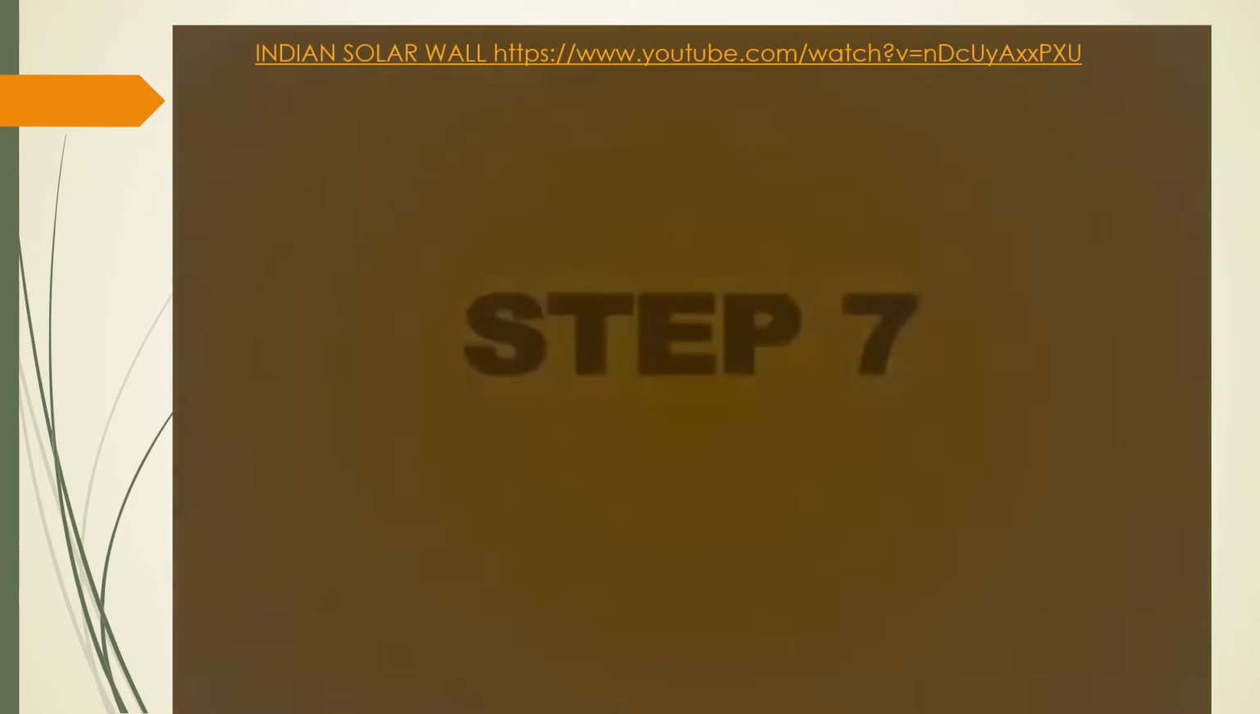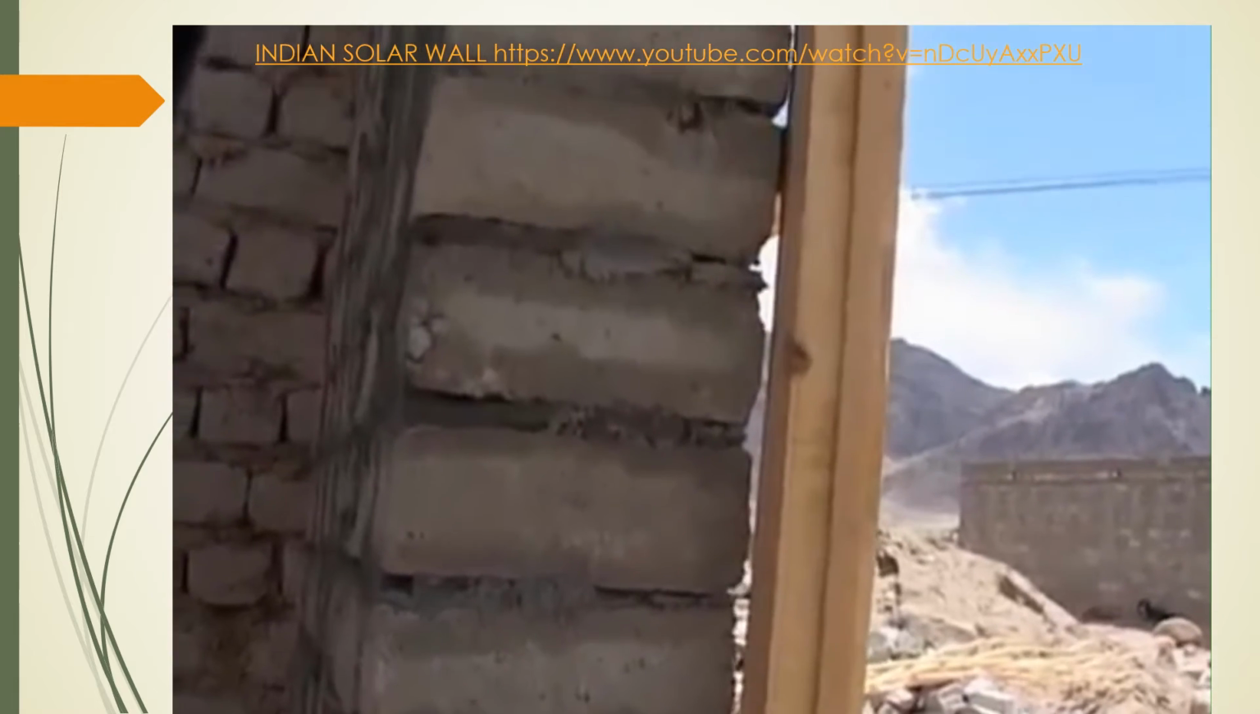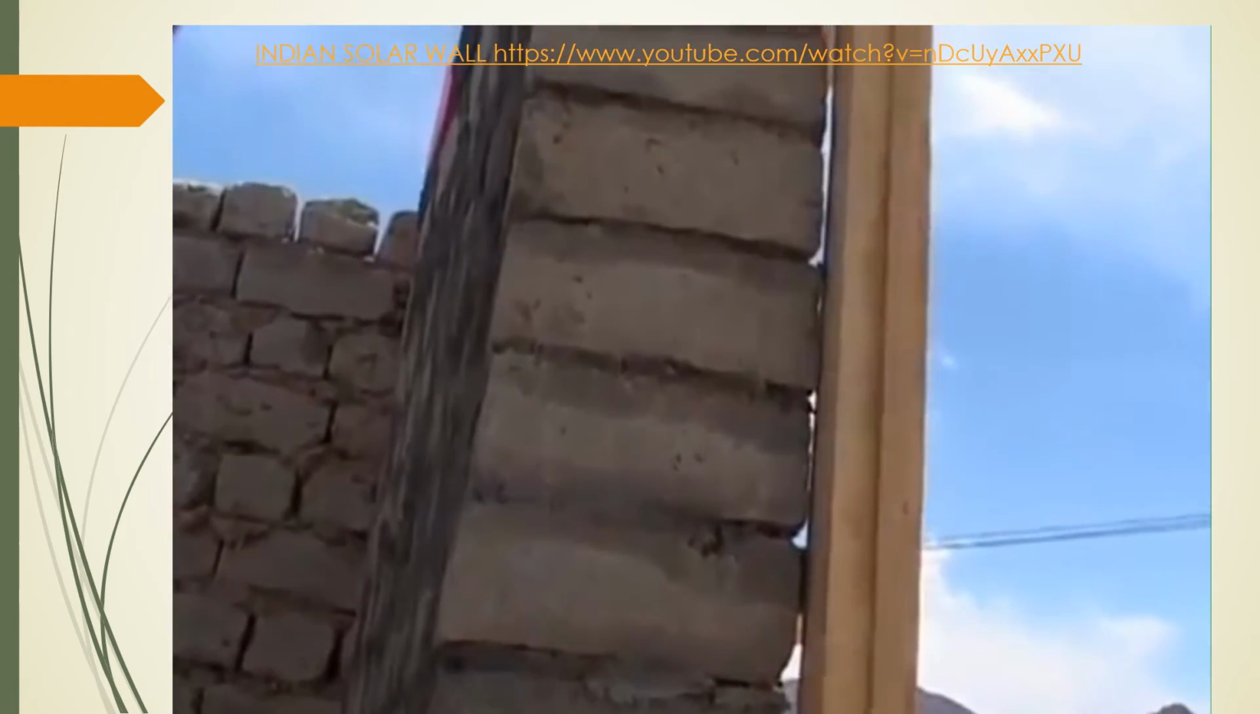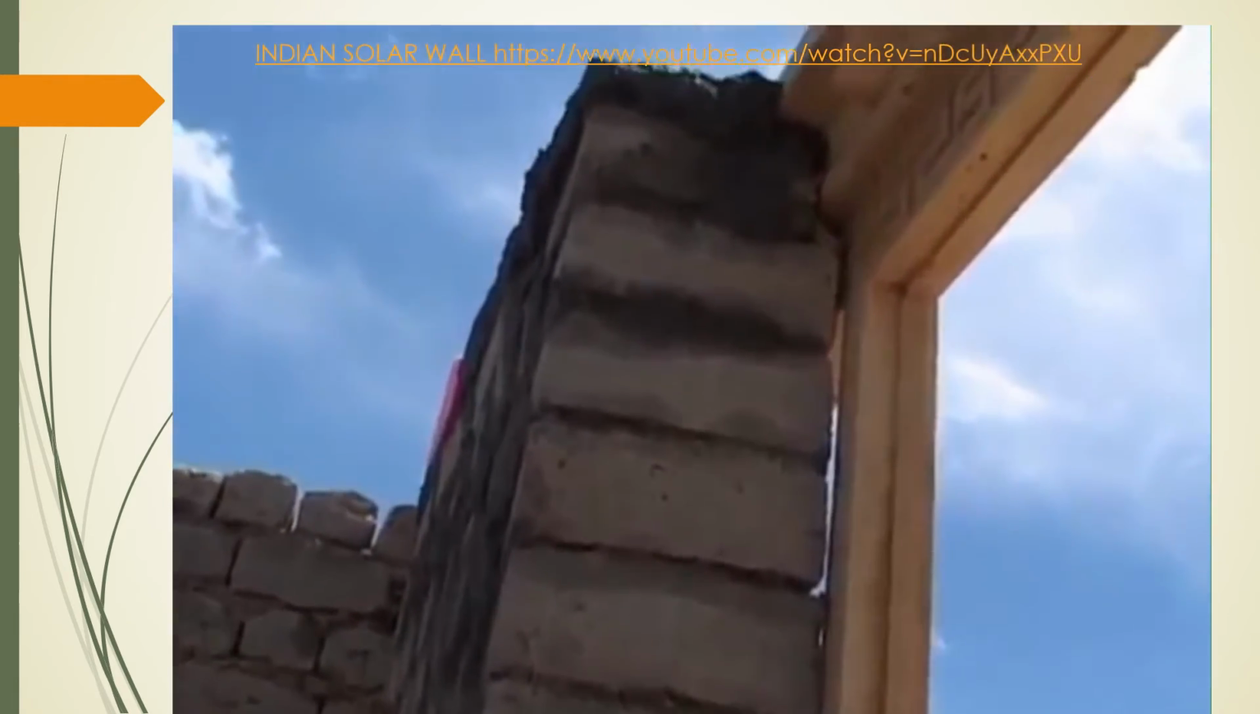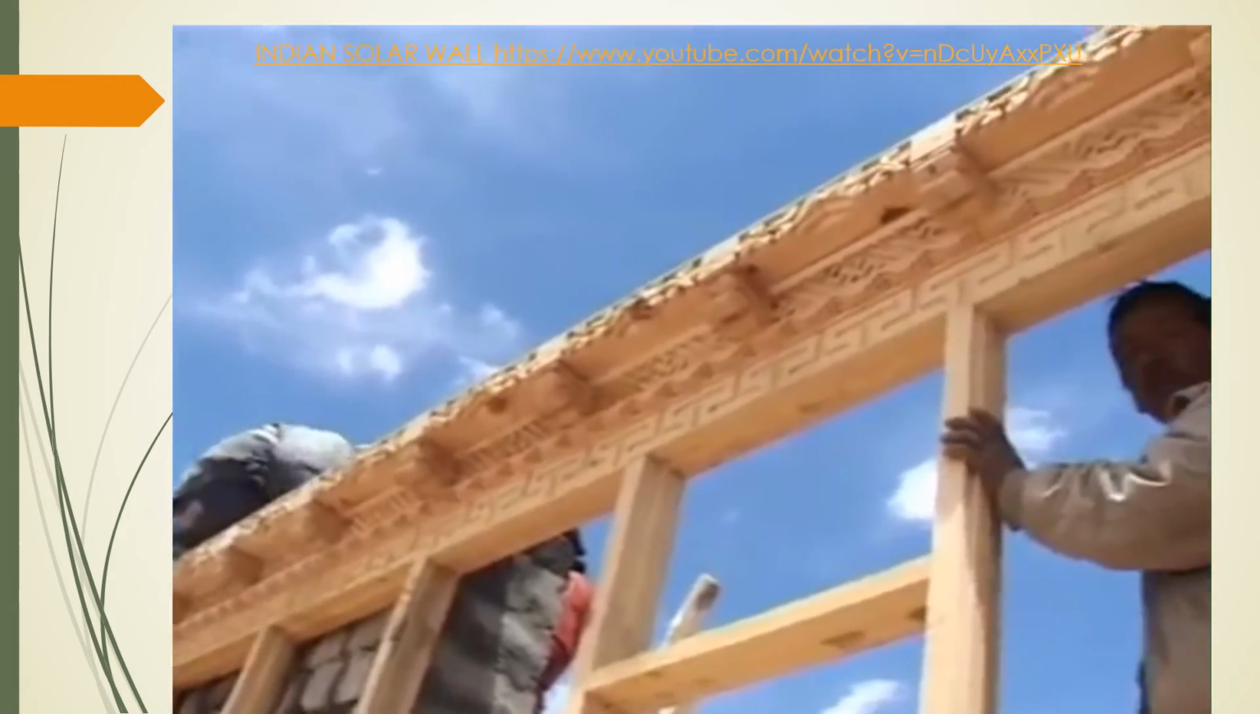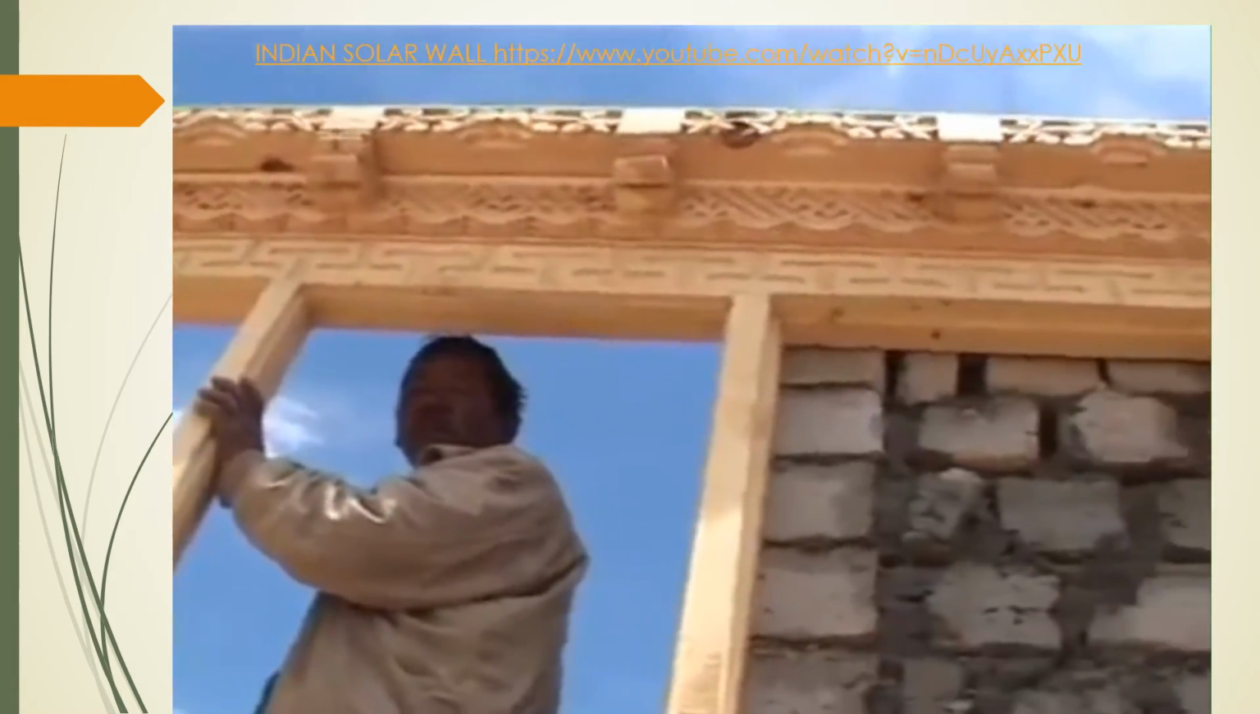Step 7. When the rows of bricks have the same orientation, it is difficult to make a neat edge where the bricks meet the window opening. Remember to keep all the bricks in the same direction.